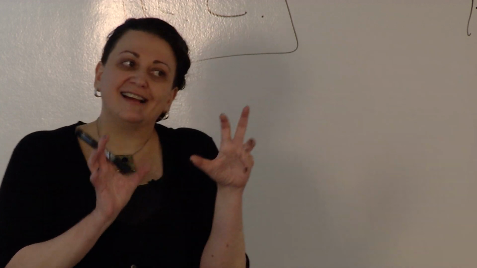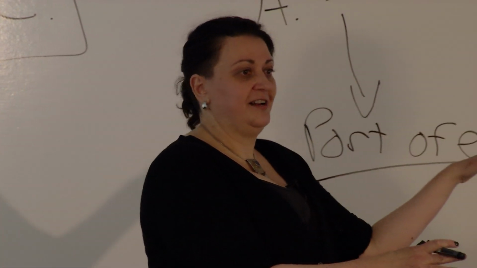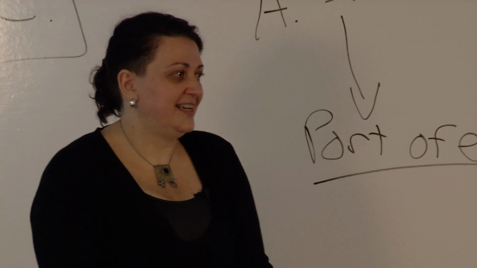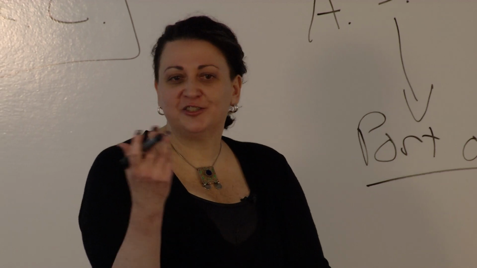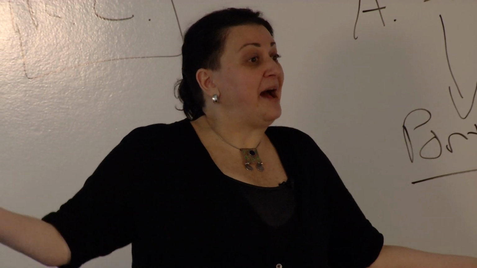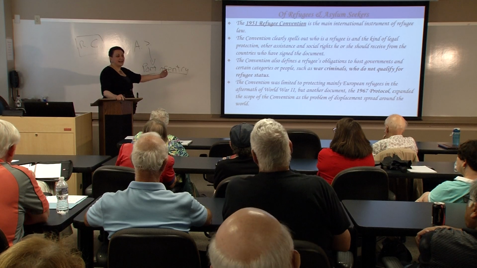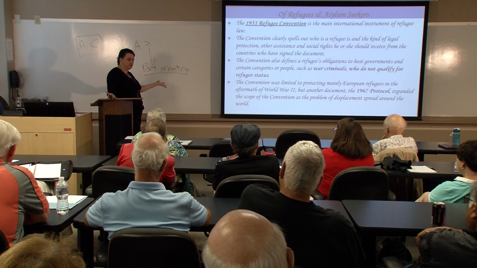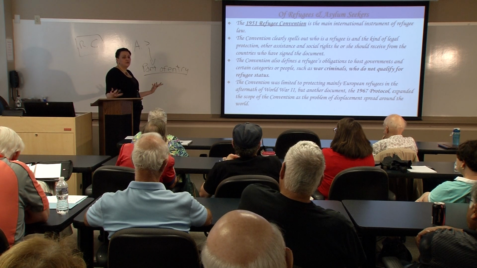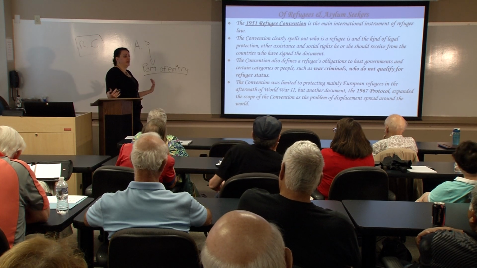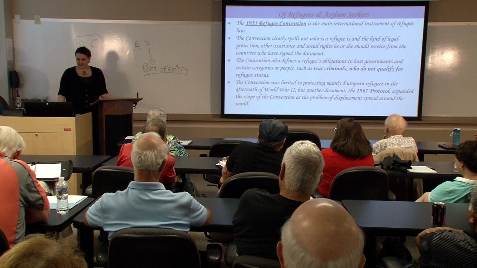So initially, the idea was to limit who would be covered by the Refugee Convention. And in a feat of naivete, they just assumed that it would be limited to Europe because it would never happen again. But then in 1967, they had to expand it. And really, this convention is what rules internationally how we think of refugees and how they get treated.